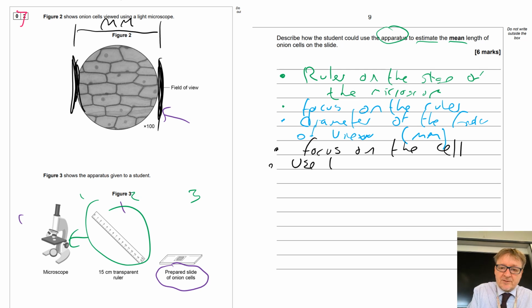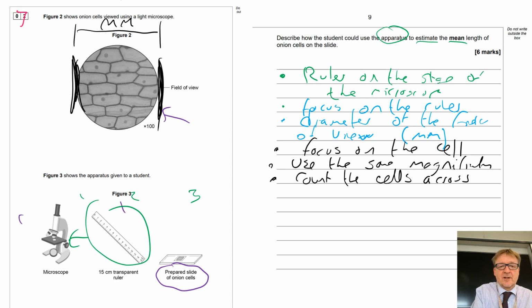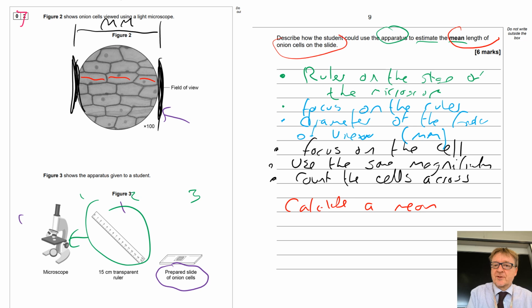Use the same magnification. And then count the cells across. It looks like it's 1, 2, 3. So if I've just got red here, I've got 1, 2, 3 cells across. That kind of works. It's right in the middle there. Then calculate a mean. So you do the distance in millimeters divided by 3, which will give you the mean length of onion cells on the slide.